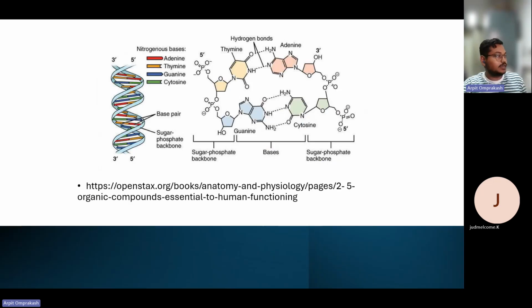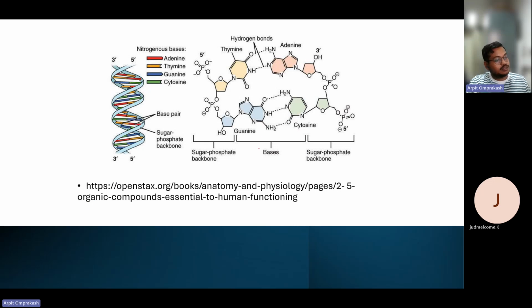So what happens in DNA is that we have two strands that are running anti-parallel to each other. So one is running from 5' to 3', and the other strand which is bound to it runs from 3' to 5'. So complementary, anti-parallel to each other. Right? They're running in opposite directions. And then we have these different nitrogen bases.